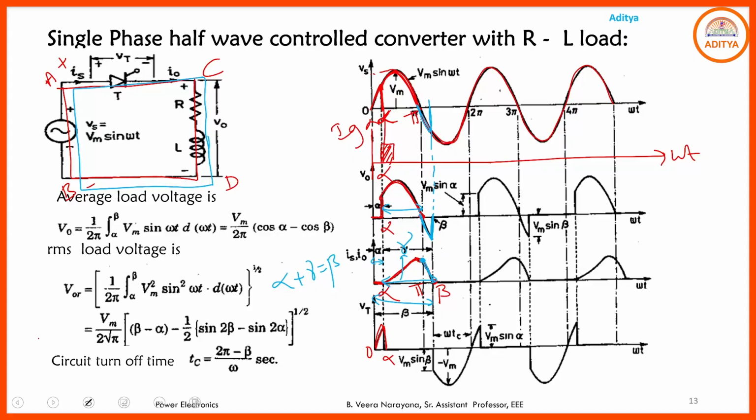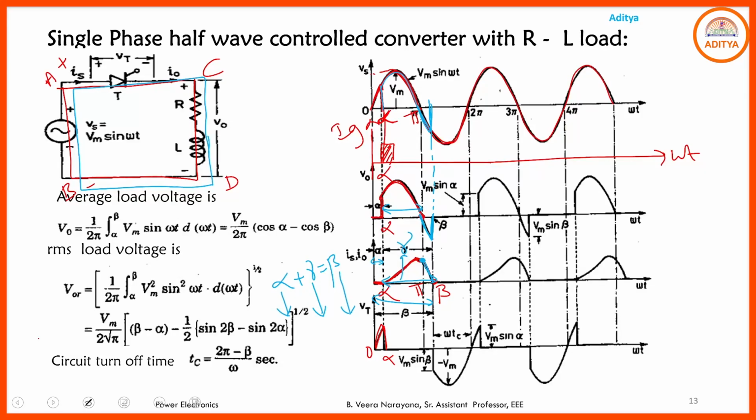The relation between these three: alpha is the firing angle, gamma is the conduction angle, and beta is the extinction angle. So up to beta, the SCR will be in the on state. So from alpha to beta, you follow the source voltage as the output voltage. In this output voltage waveform, this positive portion represents some energy transmitted from source to the load, and this negative portion represents some energy transmitted from load to the source.